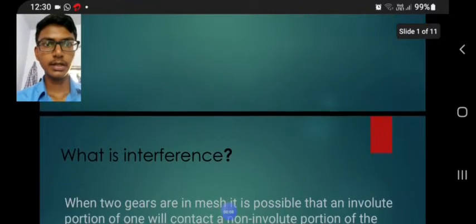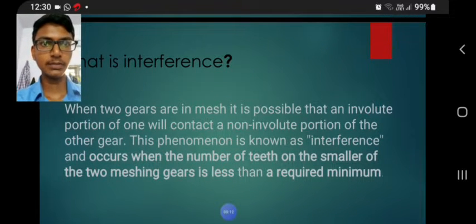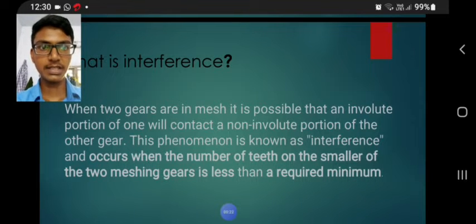What is interference? When two gears are in mesh, it is possible that an involute portion of one will contact a non-involute portion of the other gear. This phenomenon is known as interference and occurs when the number of teeth on the smaller of the two meshing gears is less than a required minimum.